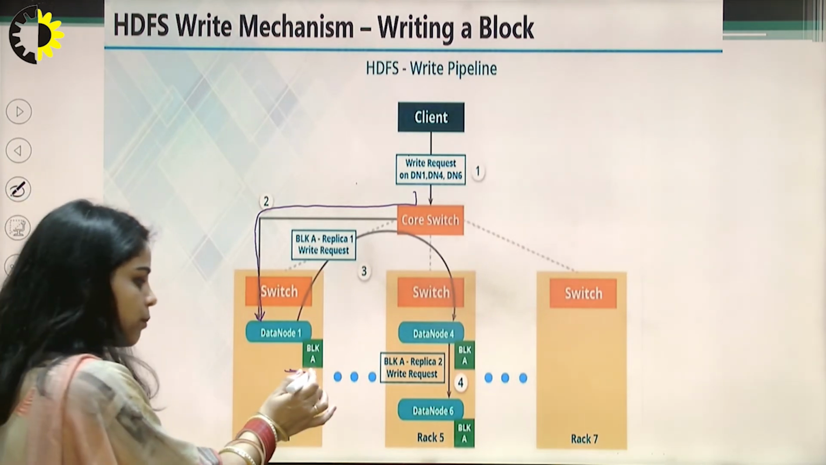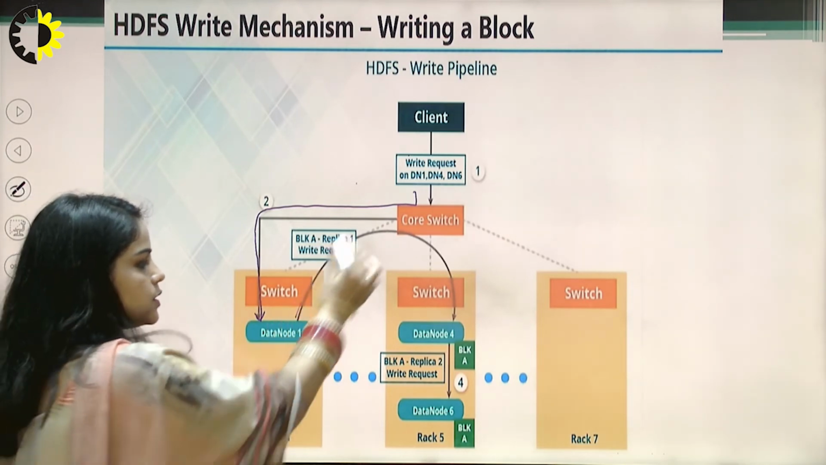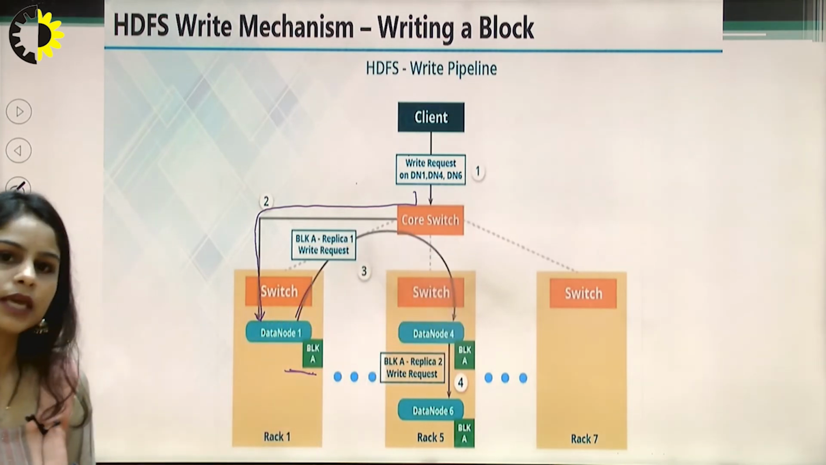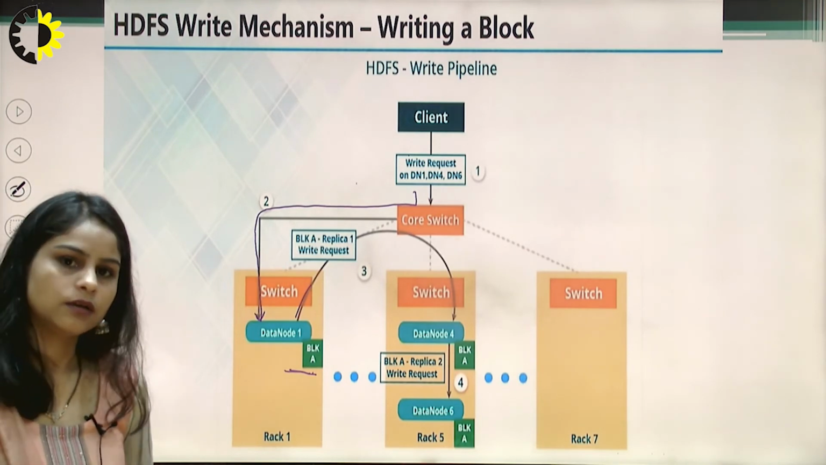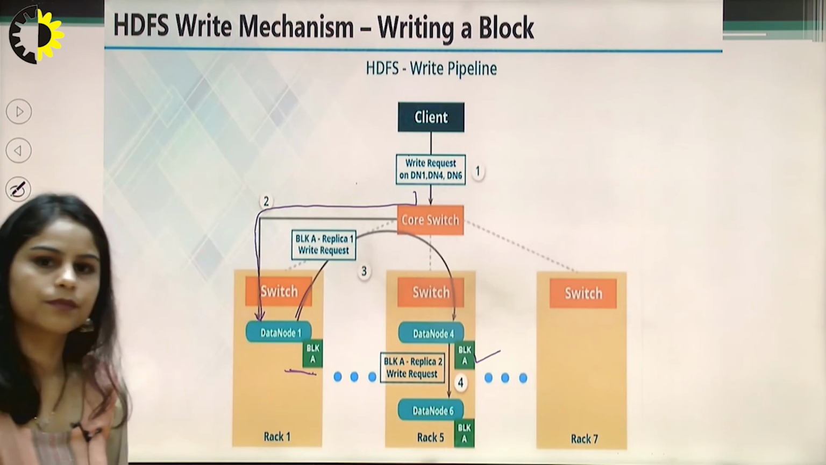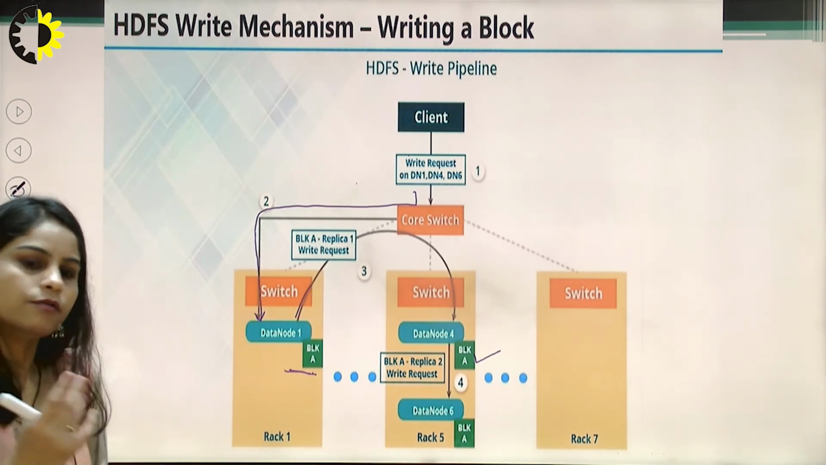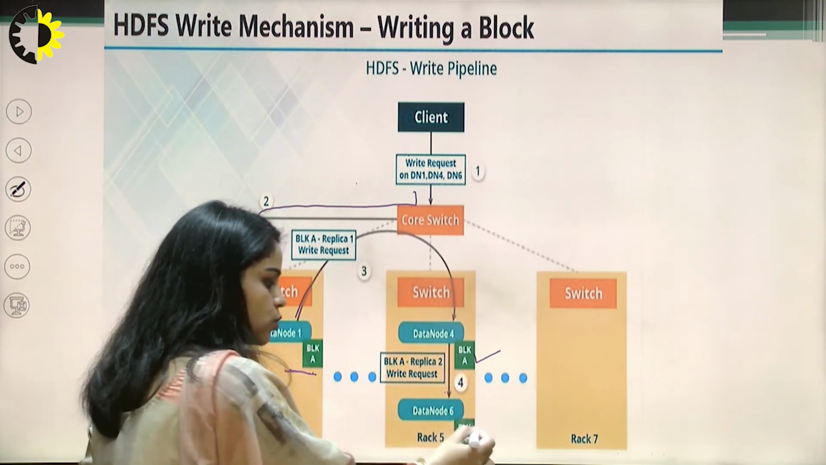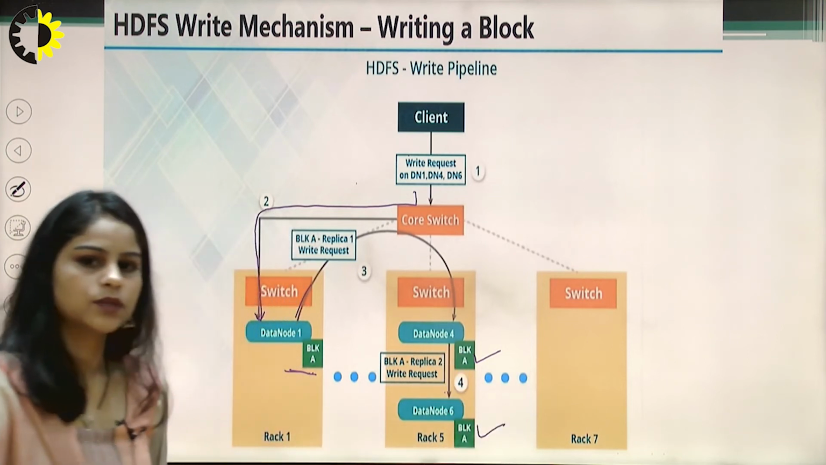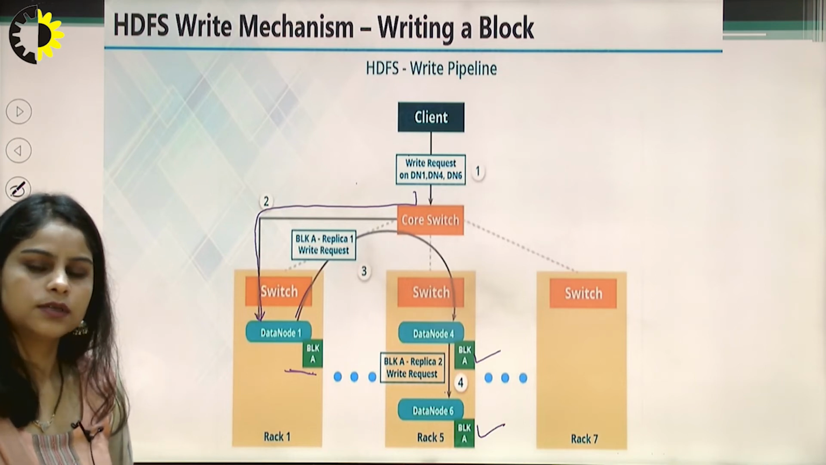After storing the block A at data node 1, then we'll move towards the second data node, which is data node 4, and we'll keep a copy of that at data node 4. So here we have already copied block A. Once the second replica has been generated and stored, we will request data node 6 to keep another replica. So we are keeping the third replica on data node 6.